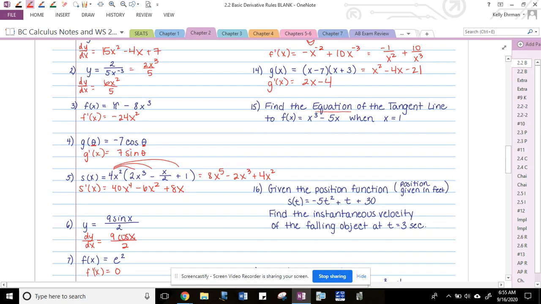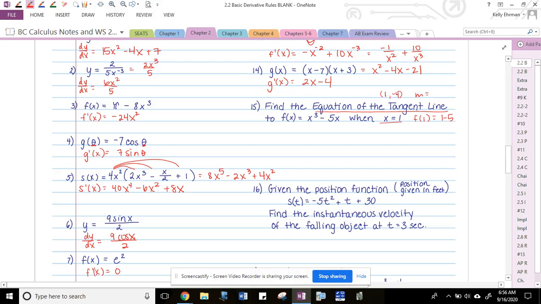Find the equation of the tangent line. So to do that, you need a point and a slope. So we have an f of x, and we want to know what's the equation of the tangent line at x equals 1. So the point is 1, something. Let's start by finding that. f of 1 equals 1 minus 5, negative 4. So I have a point.